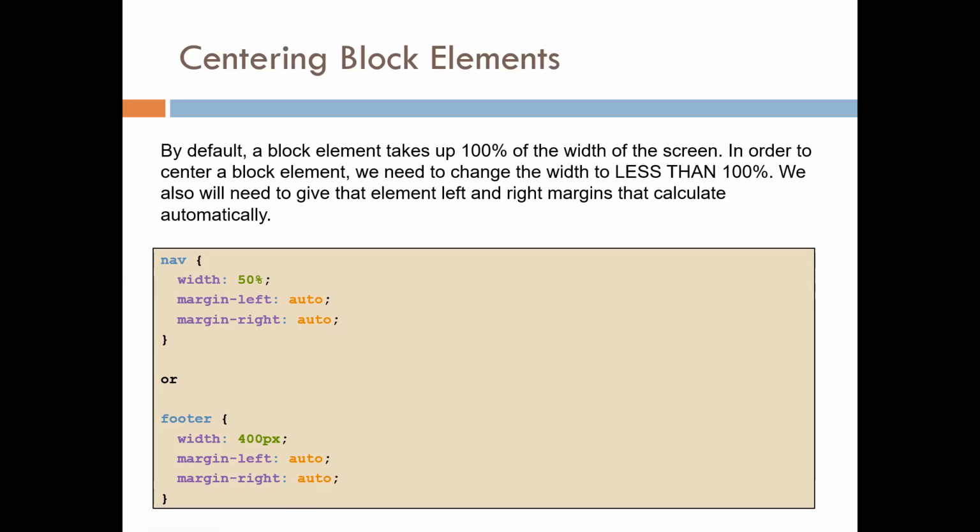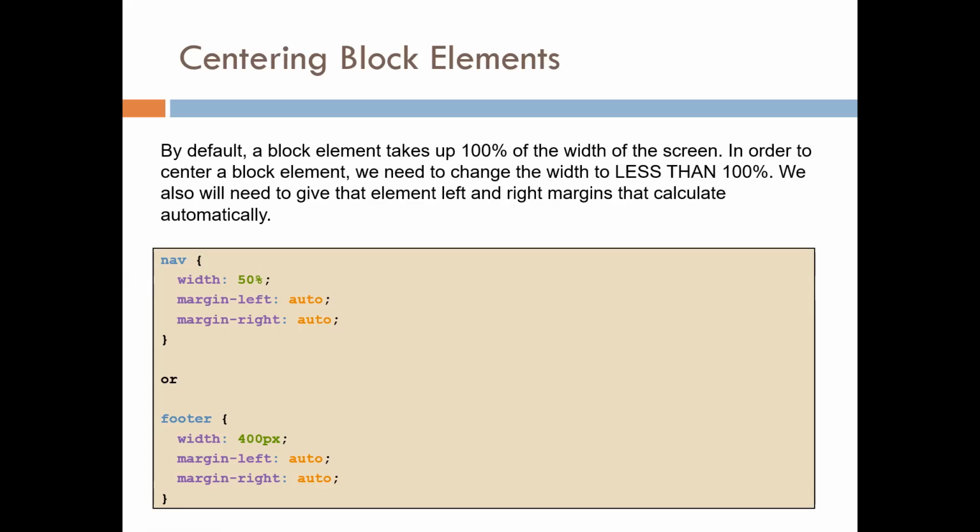Now the browser does know what the width of the screen is. So if we put margin left auto, margin right auto, the browser calculates it because it knows the exact width and can calculate those margins for us. This is how I want it to be done.